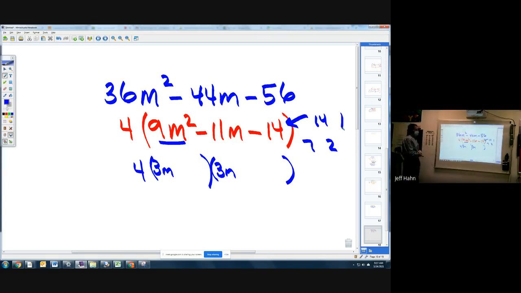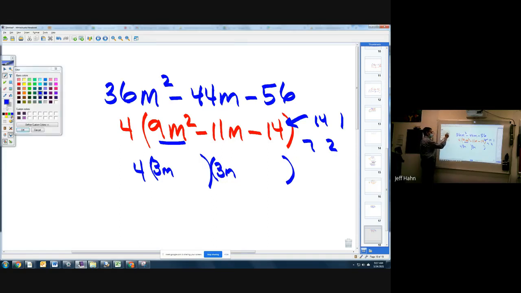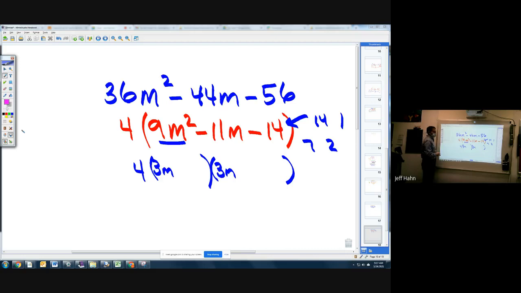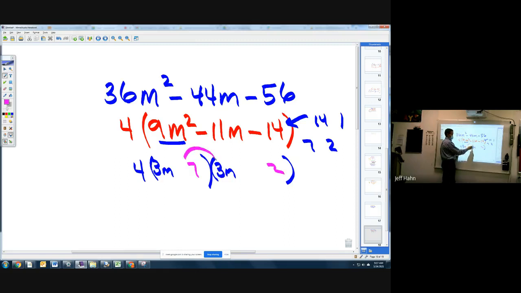This is going to take a little bit. So here's where just trial and error starts, kids. I'm just going to start chucking numbers in here. All right, let me put a 7 here and a 2 there. What numbers do I get? Well, 3 and 7 gives me 21. 2 and 3 gives me 6. Can I get an 11 with a 21 and a 6?